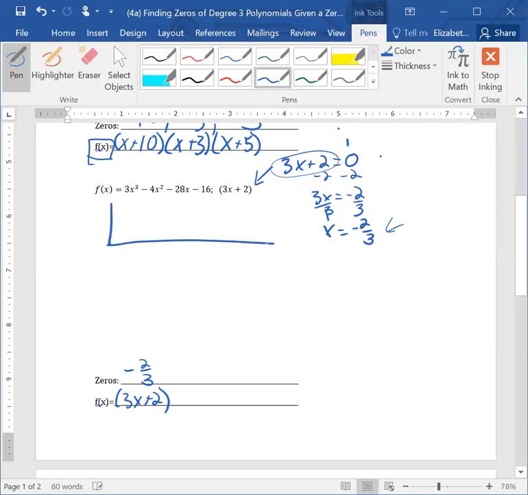All right, so this is our divisor. Let's make our synthetic division bars. So 3 in front of the x cubed, negative 4 in front of the x squared, negative 28 in front of the x, and then negative 16 is our constant. Our divisor here is negative 2/3. Bring down the 3.